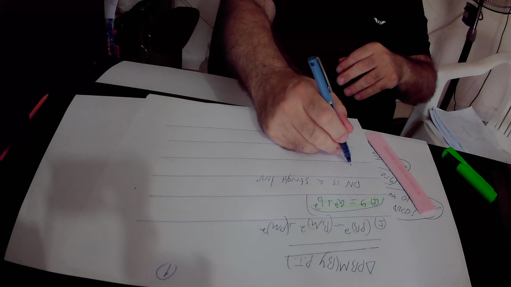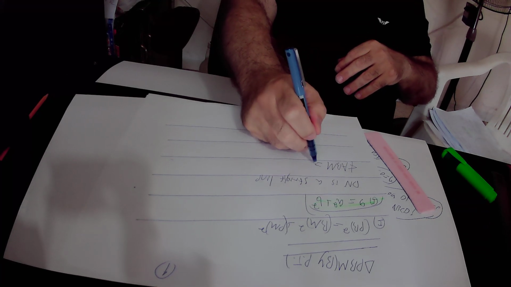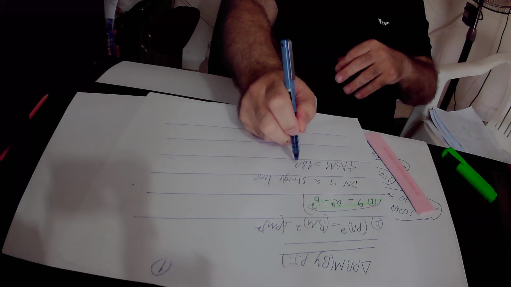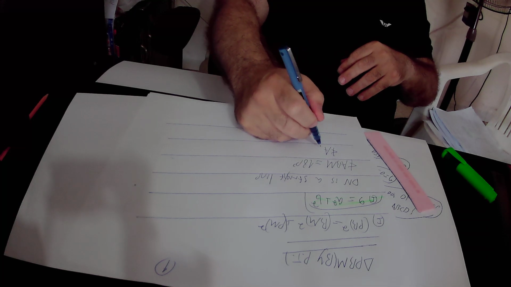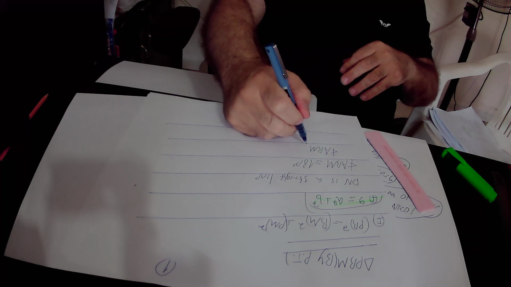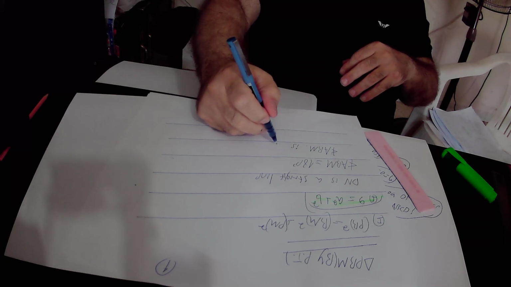Angle ABM equals 180 degrees. Therefore, angle ABM is a straight line. Any angle that is equal to 180 degrees must be a straight line. So, angle ABM is a straight line.